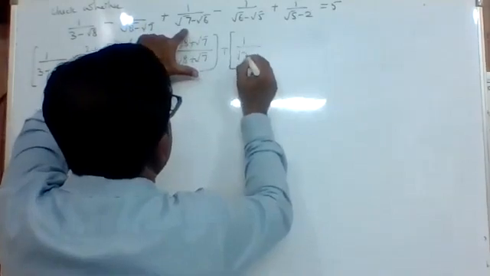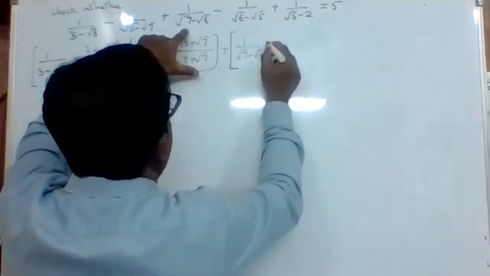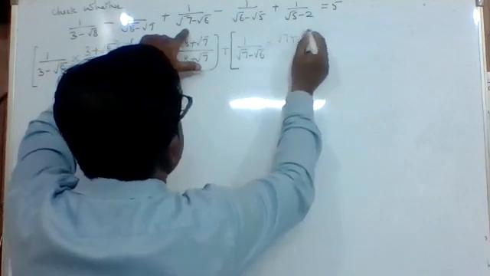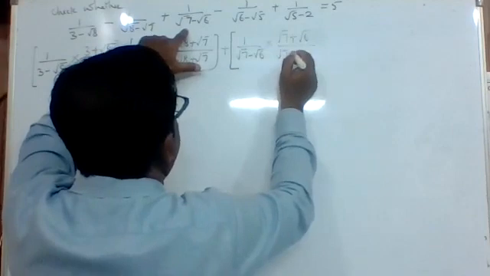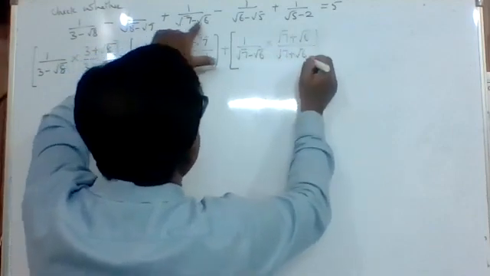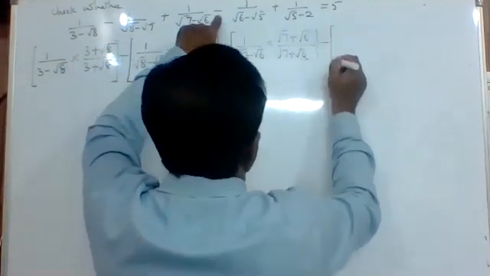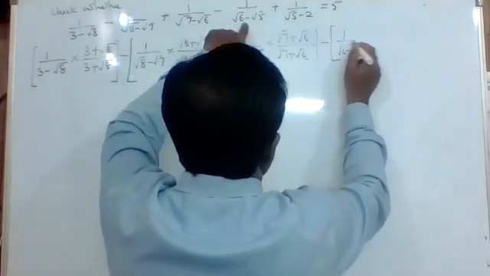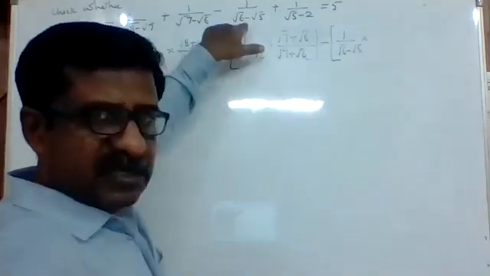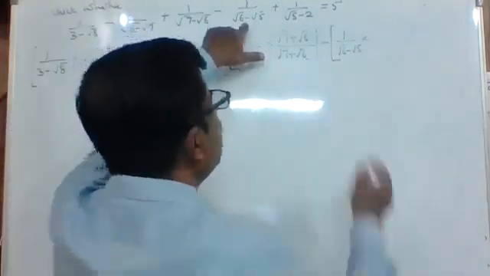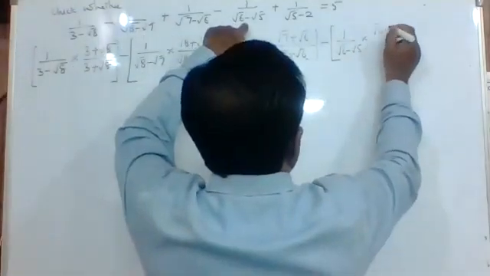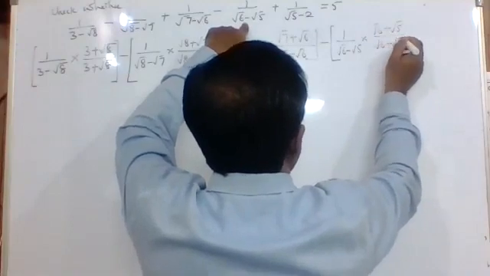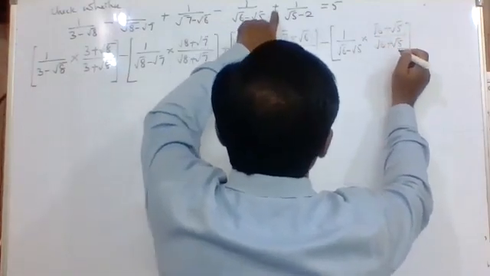Next is 1 upon root 7 minus root 6. Rationalizing factor of root 7 minus root 6 is root 7 plus root 6. Bracket close. This is minus 1 upon root 6 minus root 5. The rationalizing factor is root 6 plus root 5 upon root 6 plus root 5. The numerator and denominator both have to be multiplied with the same number.